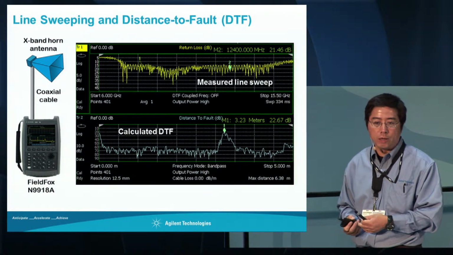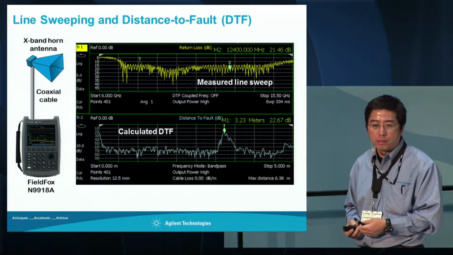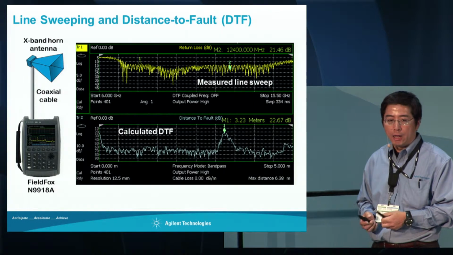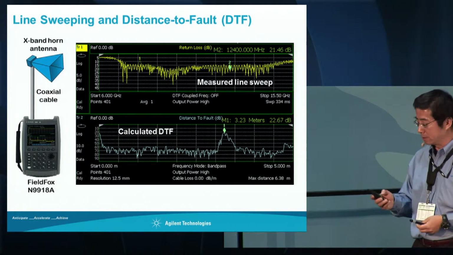Typically, in the industry, we call it line sweep, or distance to fault measurement. And actually, there are a whole bunch of measurements in the line sweep: return loss, distance to fault, and cable loss measurement. That's what we're going to discuss today, and really look at the cable as well as the antenna, two portions.